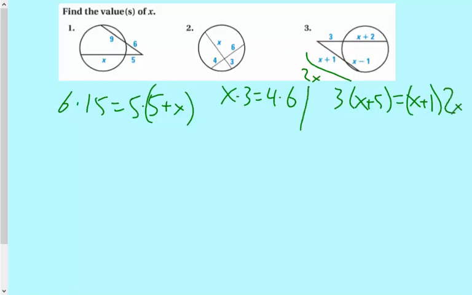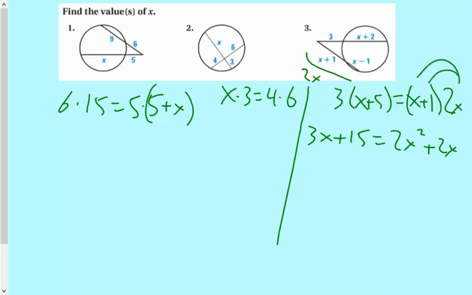This one I'm actually going to solve because it looks like we might have a quadratic here. 3x plus 15 equals 2x squared plus 2x, if I distribute this 2x there. We're going to bring everything to the same side. So I have 2x squared, I'll subtract the 3x.